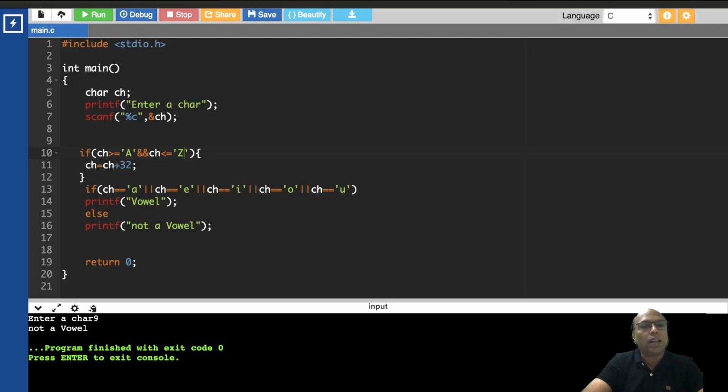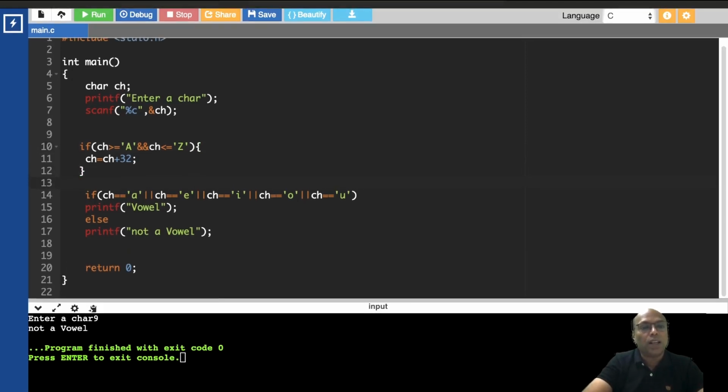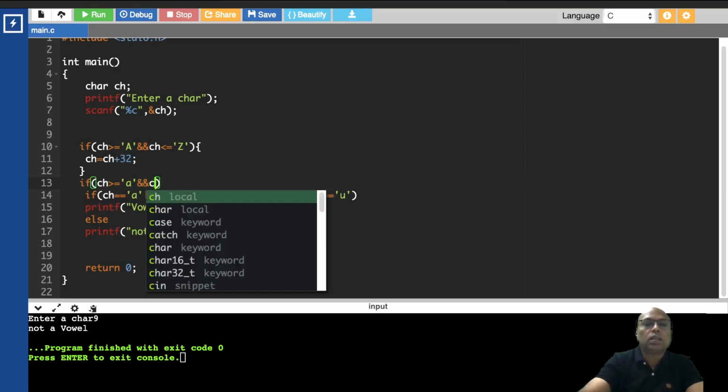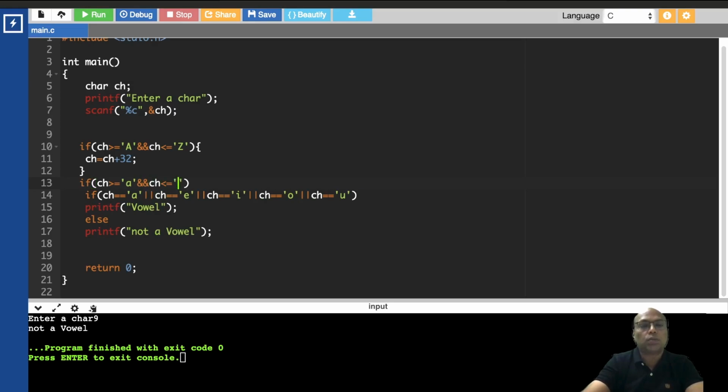That means I need to use this if only if the given character is an alphabet. Otherwise, I am not supposed to use it. Therefore, this whole if I am going to put inside another if. If CH is greater than or equal to small a and CH is less than or equal to small z, then I am going to use this. Instead of not a vowel, you can also say it is a consonant.